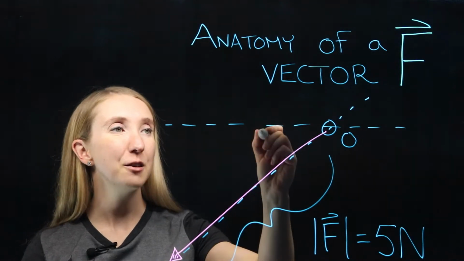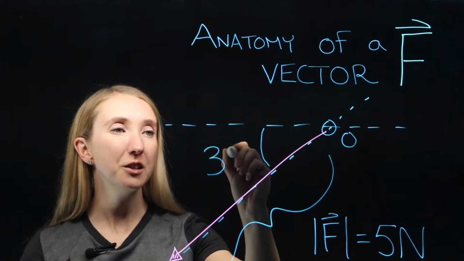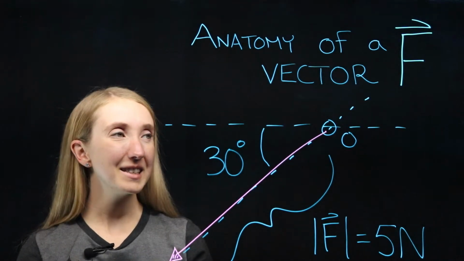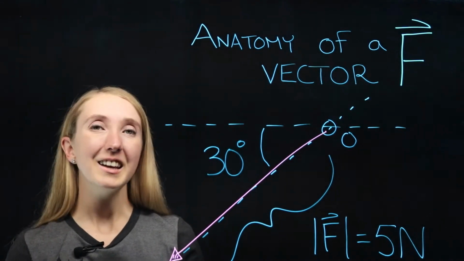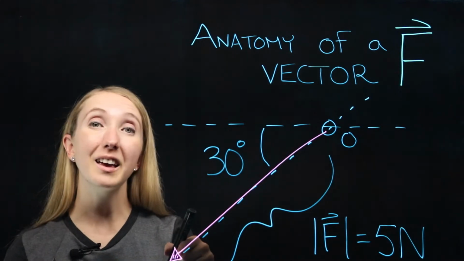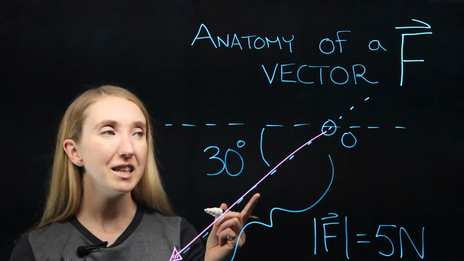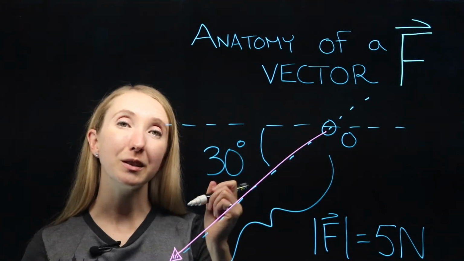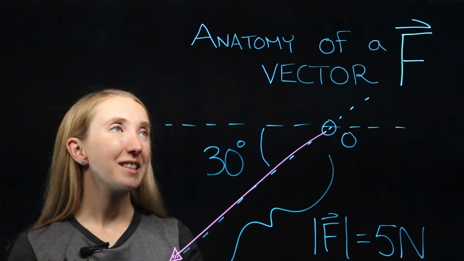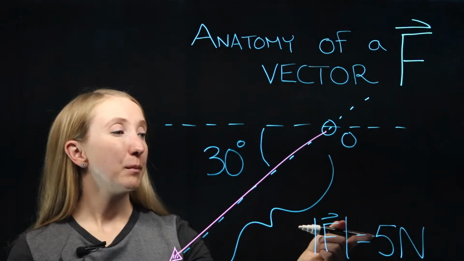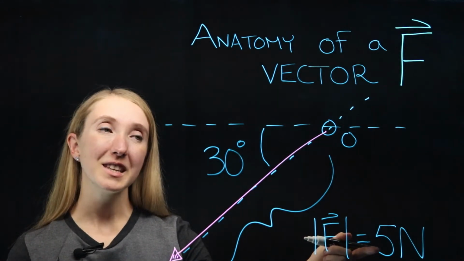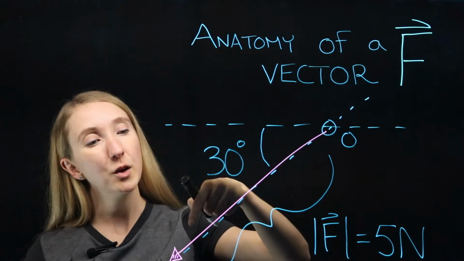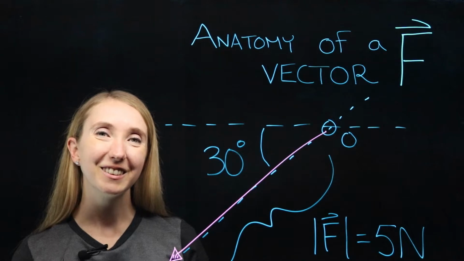The line of action helps us to define the direction of the vector. In this case, f is oriented 30 degrees counterclockwise from the horizontal. Lastly, the vector's sense is indicated by the arrow at the head of the vector. This vector has a downward sense, as opposed to an upward sense. So we could say that vector f has a magnitude of 5 newtons and is oriented 30 degrees counterclockwise downward from the horizontal.